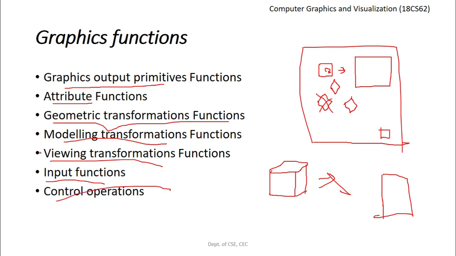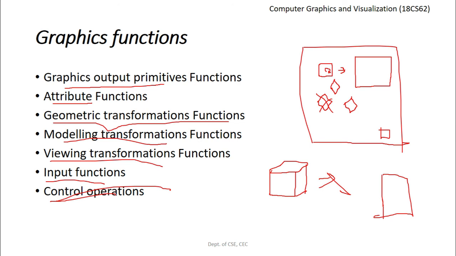All these things are achieved using the set of functions called the control functions. So these are all the different types of graphics functions that we can use. The graphics output primitive function specifies what needs to be drawn. The attribute function specifies how these objects need to be drawn. Geometric transformation functions specify how we can manipulate these objects, changing the orientation, the position or the size. Then we have the modeling transformation functions, which are used to construct the scene using the object descriptions in local coordinates. And then we have the viewing transformation function, which specifies how to view a given object and how to display it on a screen.